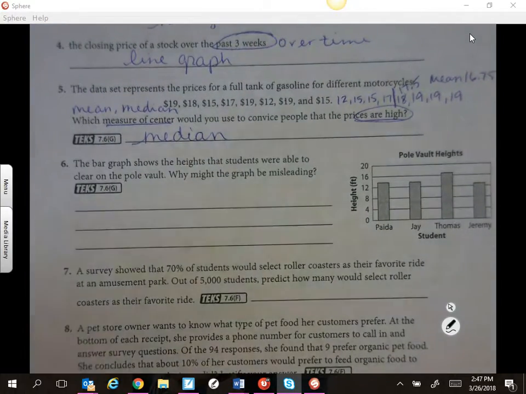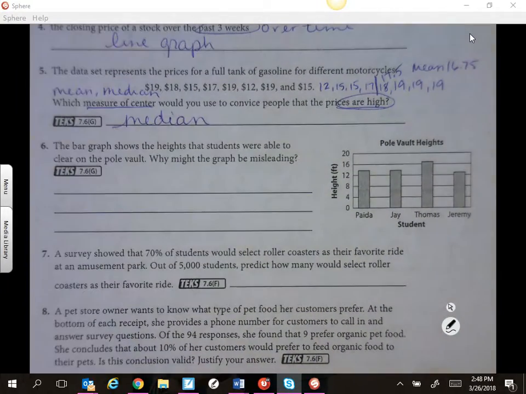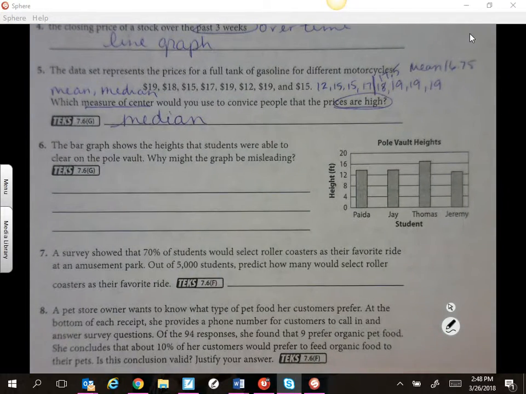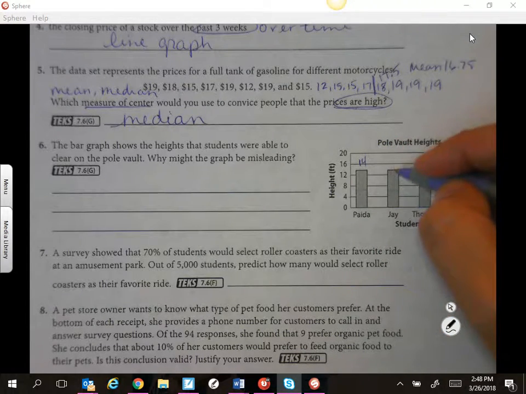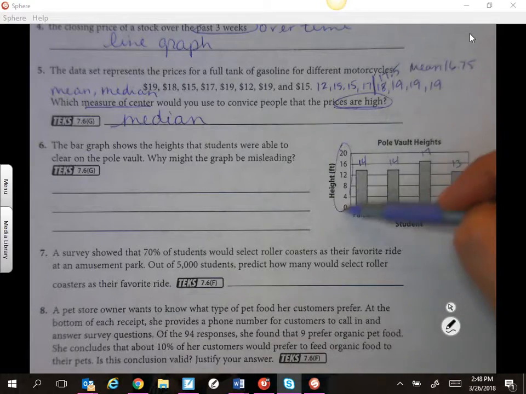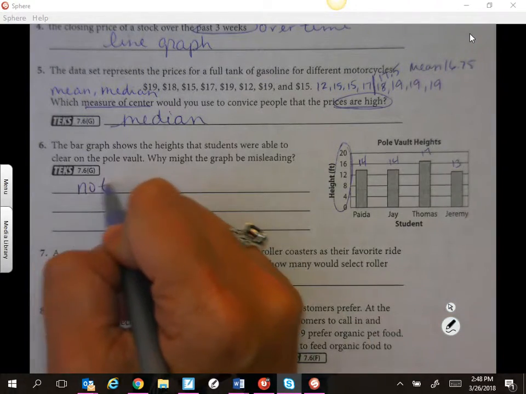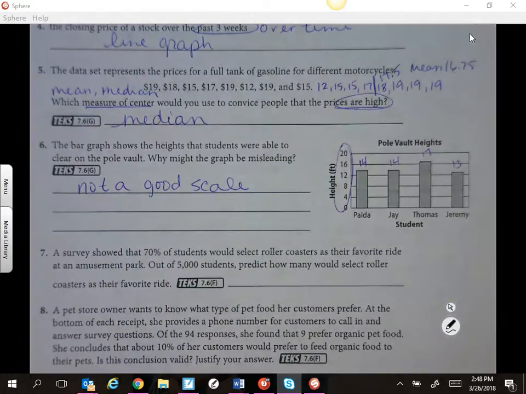A bar graph shows the heights of students able to clear the pole vault. Why might the graph be misleading? Well, this is counting by 4, so we could go ahead and label it. Looks like these are the same. This is probably 17. It's a little higher, maybe 13. This is not a very good scale. It makes them look very close together. You also maybe would do, maybe the bars could be a little closer together, not a histogram touching, but maybe closer.